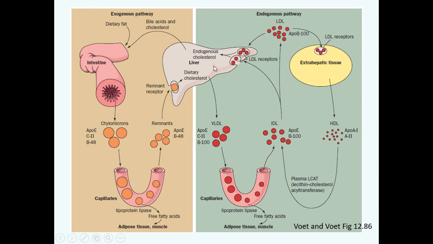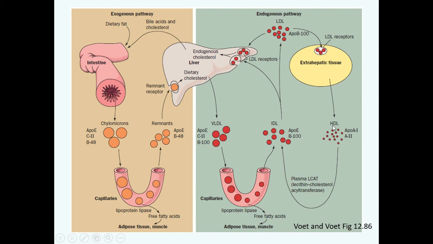The liver has an important role with respect to distribution of lipids as well. The transport of lipids from the liver to other parts of the body is mediated by several different types of lipoproteins. These include low density lipoprotein, very low density lipoprotein, and intermediate density lipoprotein. LDL, VLDL, and IDL, these are all related lipoproteins and are important for the transport of lipids from the liver to other parts of the body.